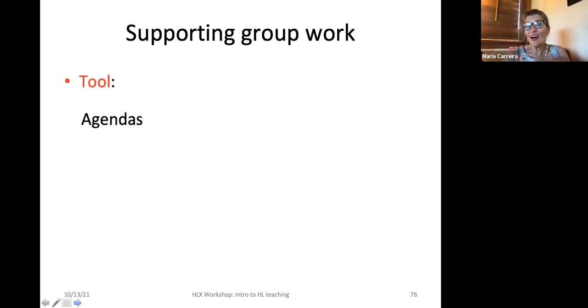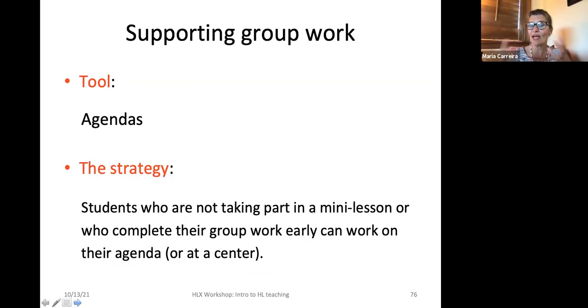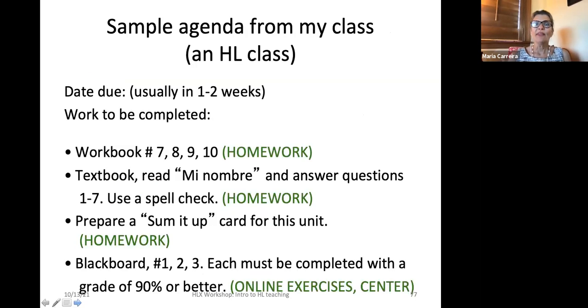And agendas are a strategy for keeping students busy, but in a meaningful and valuable way while you're engaging in a mini lesson. Or if students are working at different rates in their little groups, it's a way to keep them busy. This is an agenda from my class, right? So I usually give them 1 to 2 weeks to complete this material. I collect the homework. Maybe with college students, it's okay to do it every 2 weeks. Maybe with high school students, you want to do it every week, something like that. It's up to you to decide.